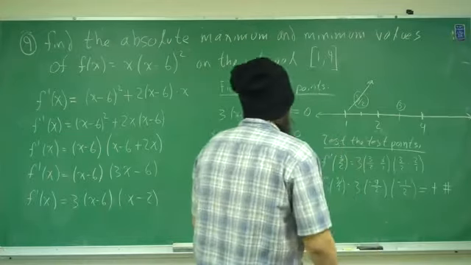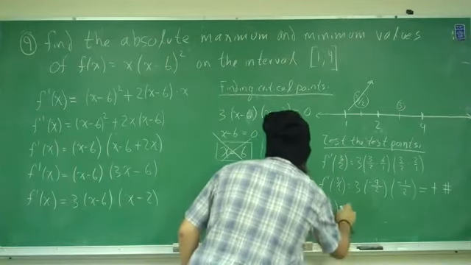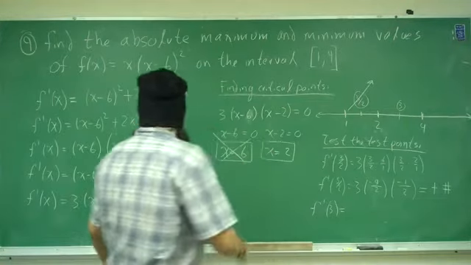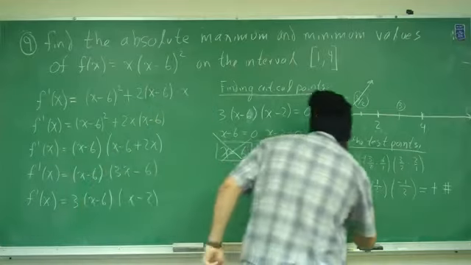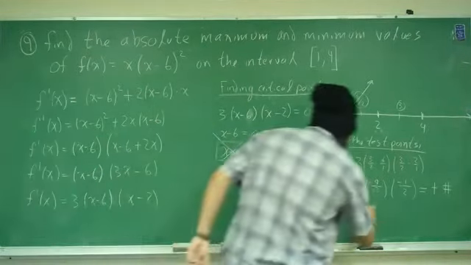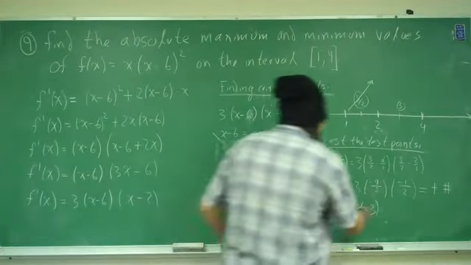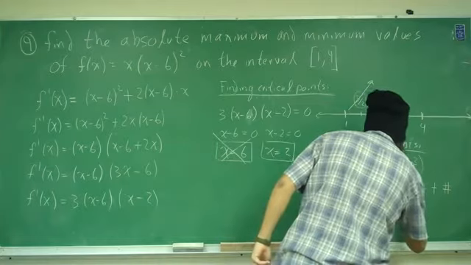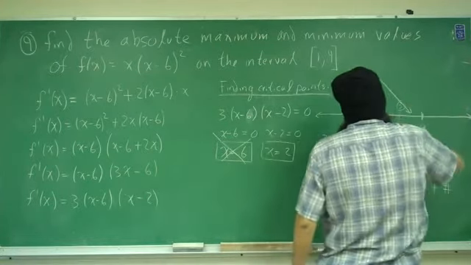Okay, now let's find f prime of 3. So f prime of 3 is going to be 3 times 3 minus 6. So 3 times 3 minus 6, but 3 minus 6 is minus 3. And then 3 minus 2 is 1. So we have 3 times minus 3, that's negative 9. So it's a negative number. It's a negative number that's decreasing from 2 to 4.